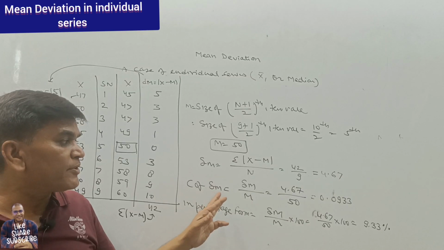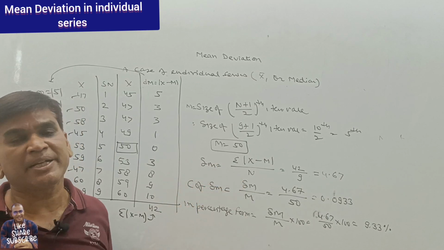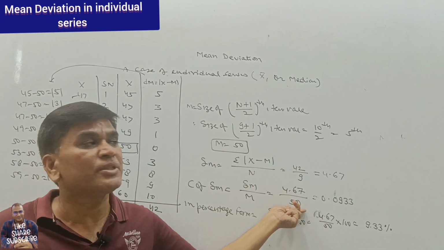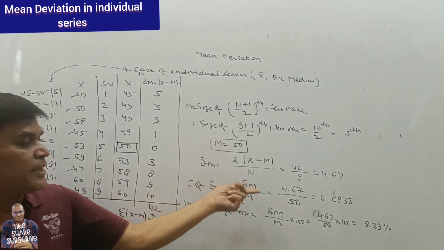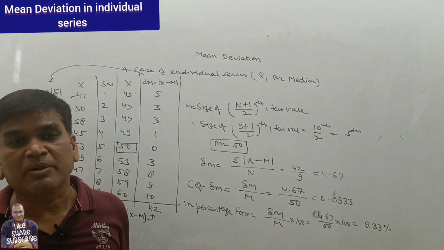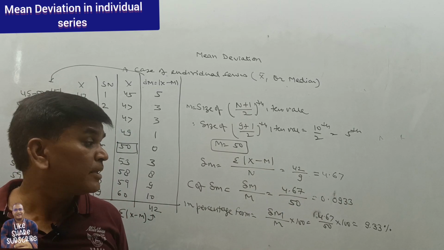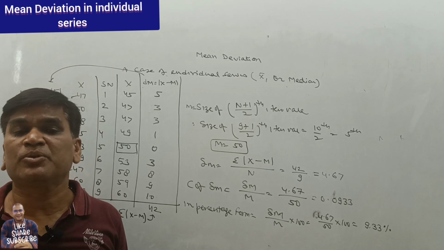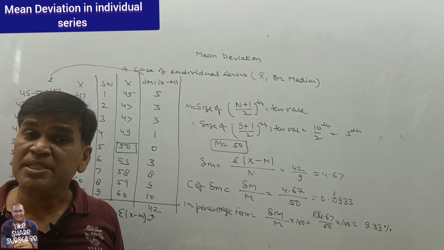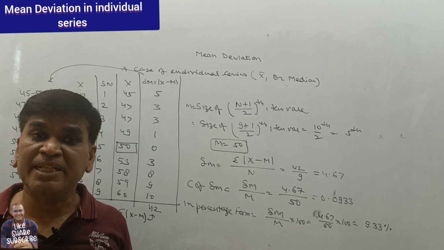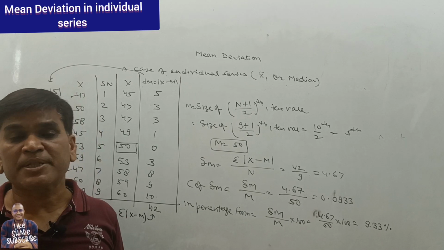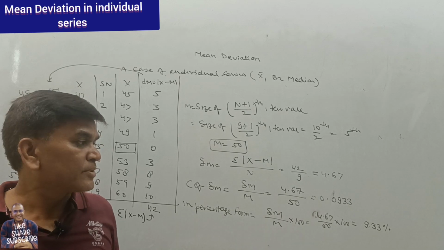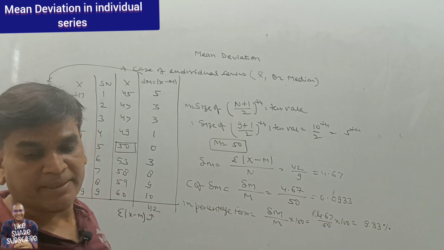Then the coefficient of mean deviation is equal to mean deviation divided by median, that is 4.67 divided by the median value, which is 50, as we have already calculated. So the coefficient of mean deviation is 0.0933. To compare the two series, we will change this into percentage form. For the percentage form, it will be mean deviation divided by median multiplied by 100. So we are having 9.33%.